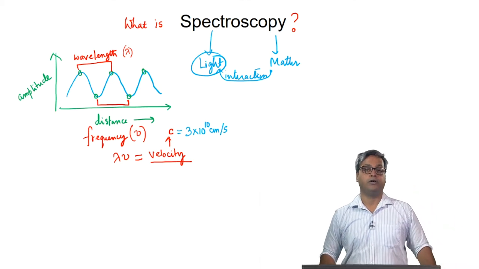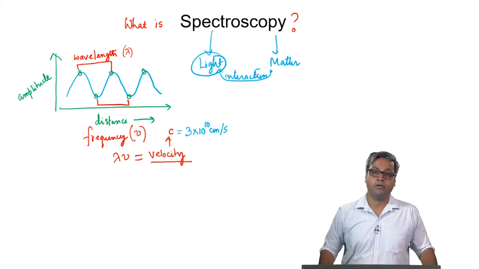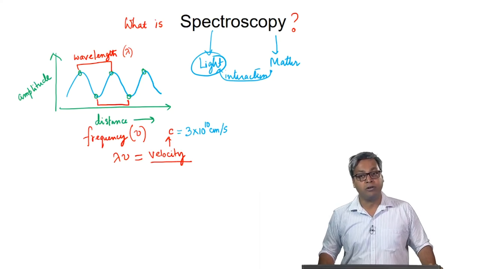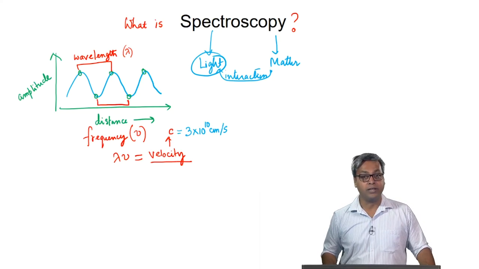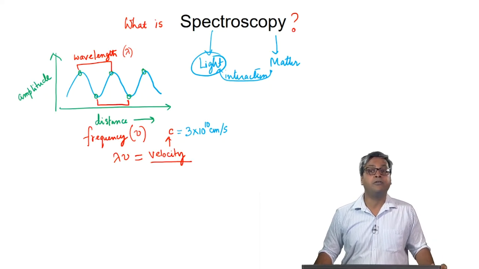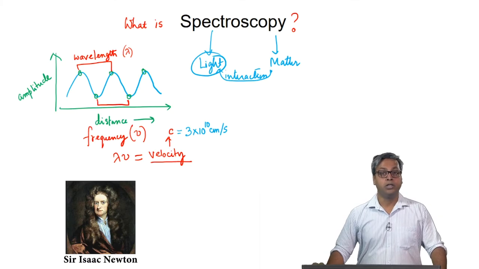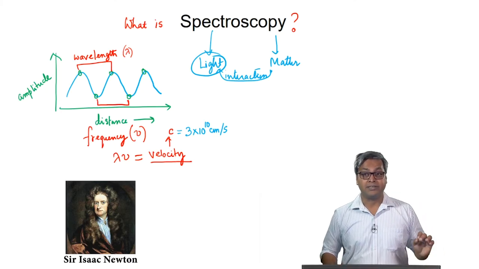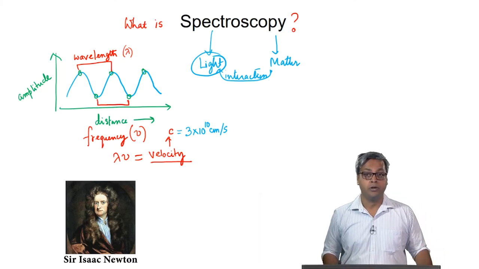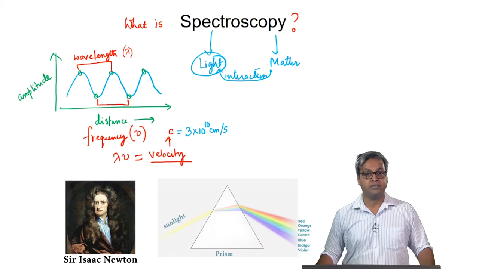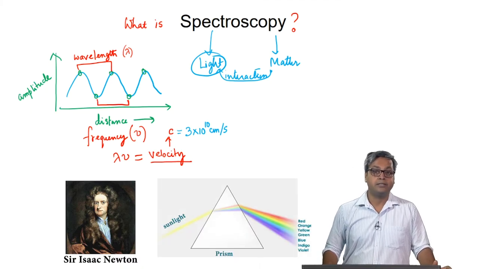However, the light that we normally see around us, for example, the sunlight, is a composite light. That means this light is not composed of a particular frequency or a particular wavelength, but is composed of several wavelengths or several frequencies. In fact, in 1671, Newton showed that when sunlight is passed through a glass prism, we get a rainbow-like band where the components of the light are arranged in the order of the wavelengths.